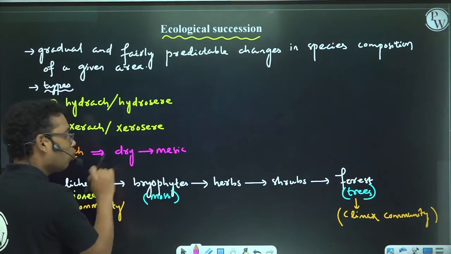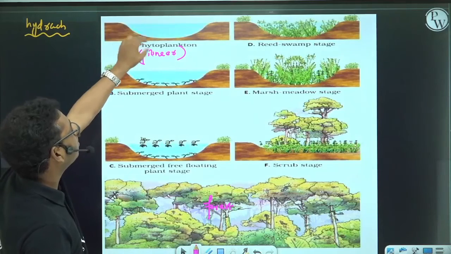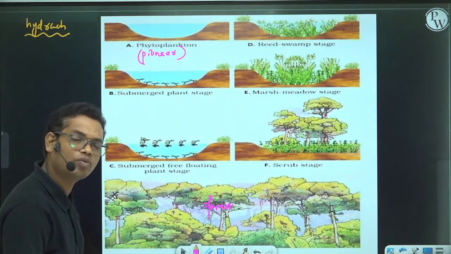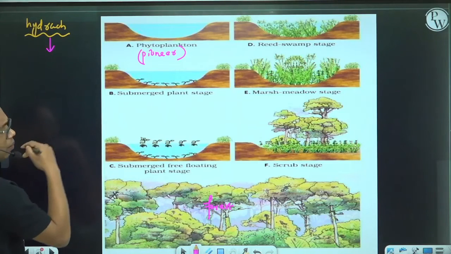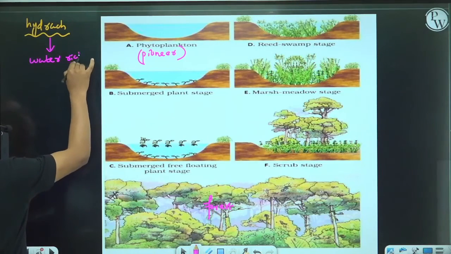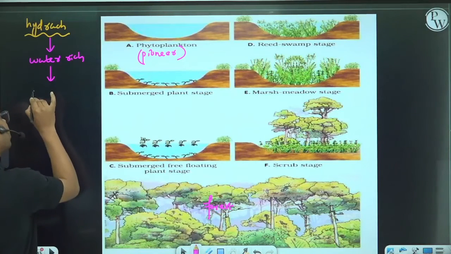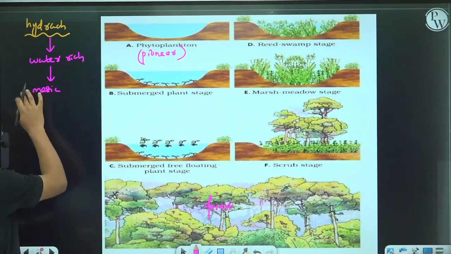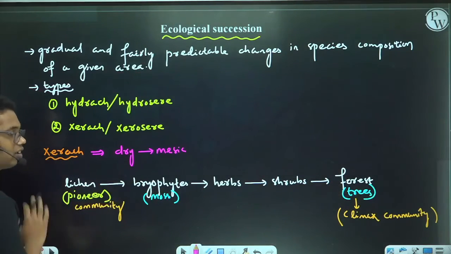Okay, dry means no water or very less water. Mesic means moderate amount of water. In this case, the ecological succession is taking place in the water body. So here, in hydrarch, the water is present in maximum amount initially. So I will say water rich condition is there. Initially the water rich condition is there, and finally I am getting the forest, and in the forest a medium amount of water is present. That means mesic condition will develop. That means I can say whether that is hydrarch or xerarch, the final condition will be mesic. Okay, in hydrarch the initial condition will be water rich condition, in xerarch it will be dry condition.